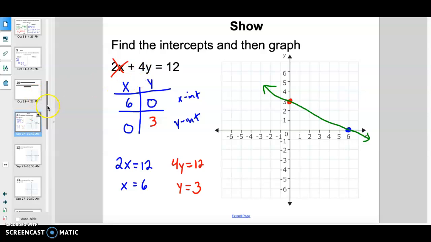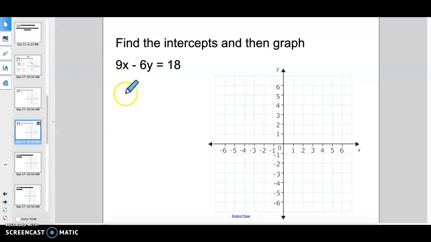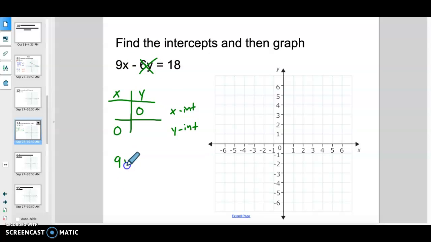I'm going to show one more example using a negative value. So here, I do find that people sometimes will forget to keep the negative with the 6, so that's something to watch for. So to find our x-intercept, we're going to plug in a 0 for y. So if we plugged in a 0 for y, that would equal 0, so we're left with 9x equals 18. So divide by 9, x equals 2. So you'd go to 2 on the x-axis and put a point.